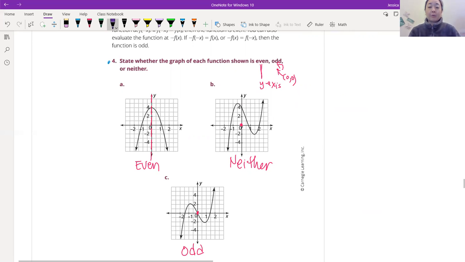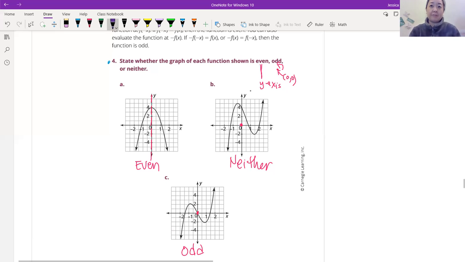But if we take that dot right there, and we literally just flip the graph upside down, like on your book, if you have your book, flip it upside down. Does it look exactly the same? You'd be like, no, it's not, right? So that's how we know that it's going to be neither, because we know it's definitely not even, so we don't even need to check that. You can if you want to.